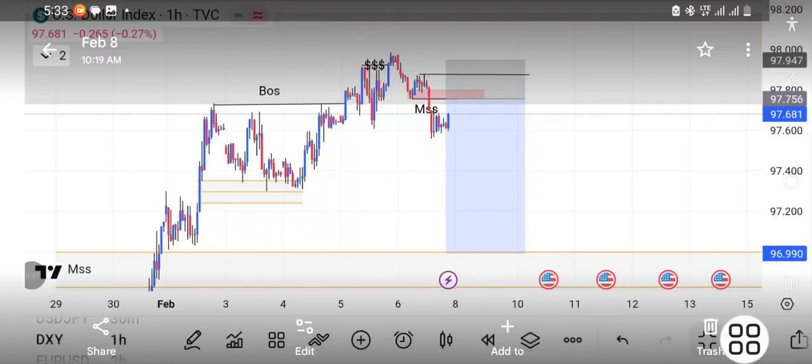This is MFX. So today I want to take you step by step on how I got the DXY trade, plus the USD CAD trade. On the DXY, I analyzed the market and I saw a beautiful sell setup.